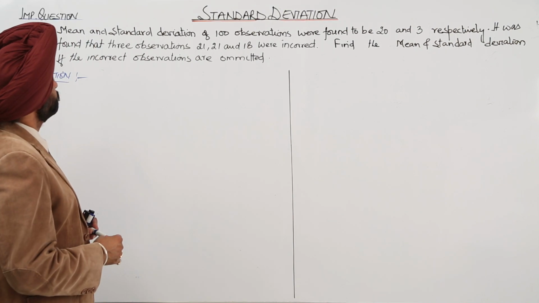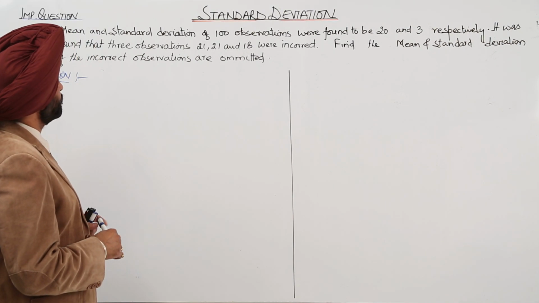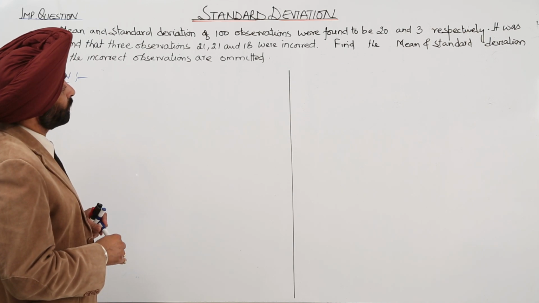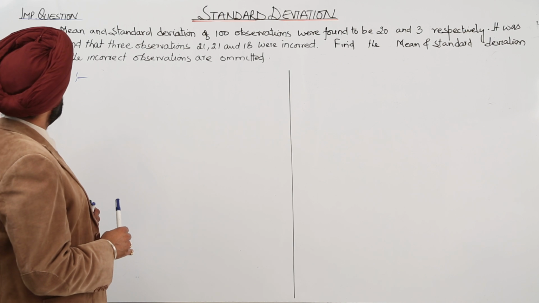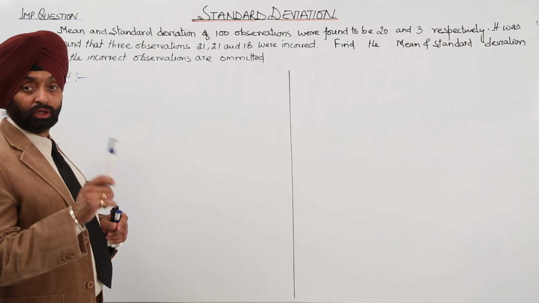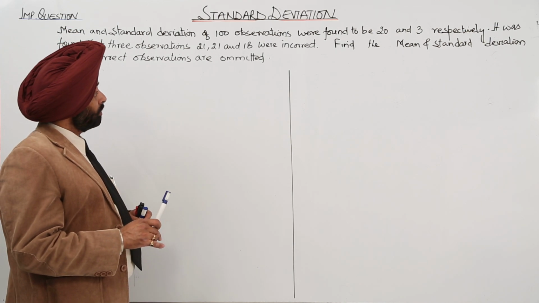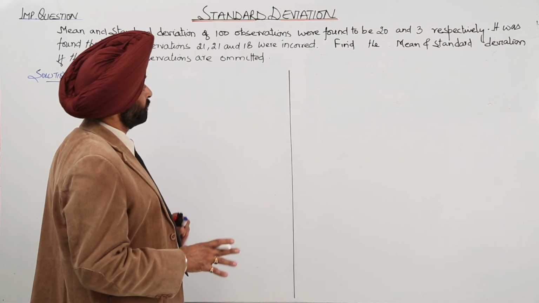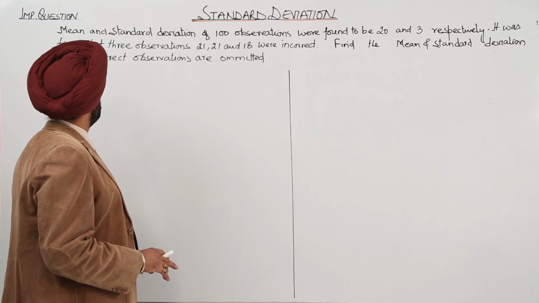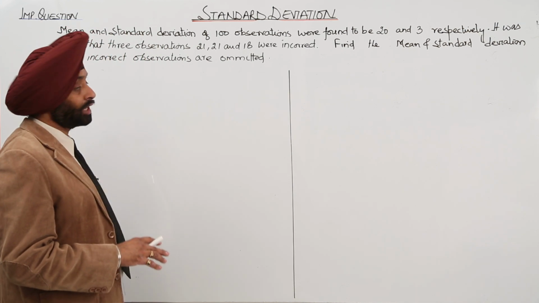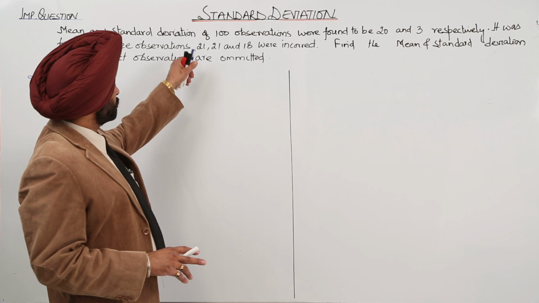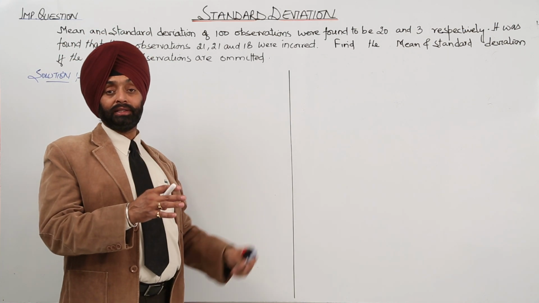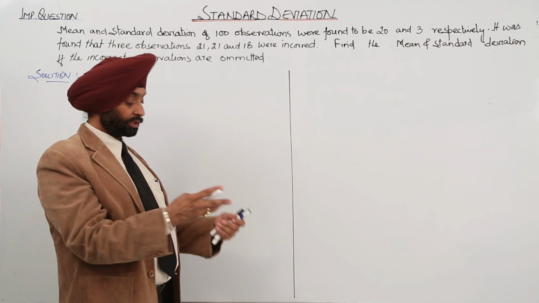In this question, the mean and standard deviation of 100 observations were found to be 20 and 3. It was found that 3 observations, 21, 21 and 18, were incorrect, meaning they were recorded wrong. Find the mean and standard deviation if the incorrect observations are omitted. Now, the correct observations are not given to us, so what is given? We delete these and find the new mean and new standard deviation.